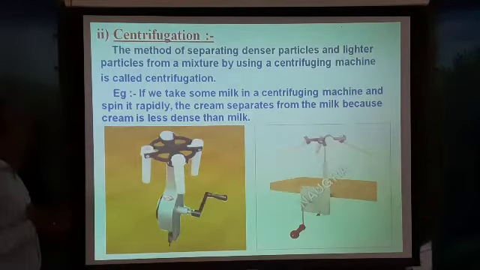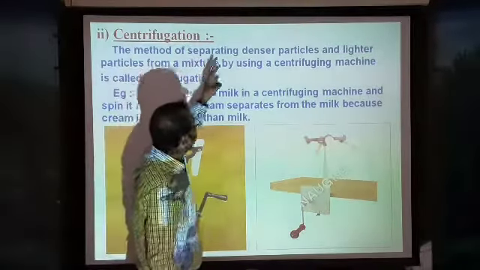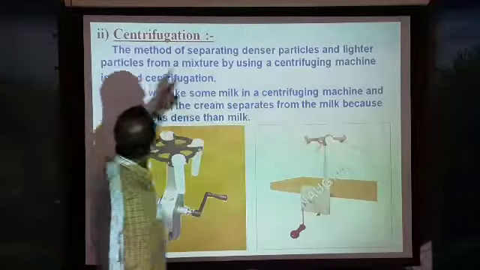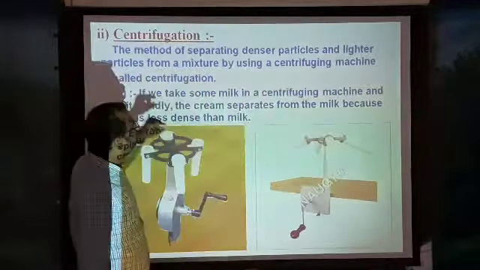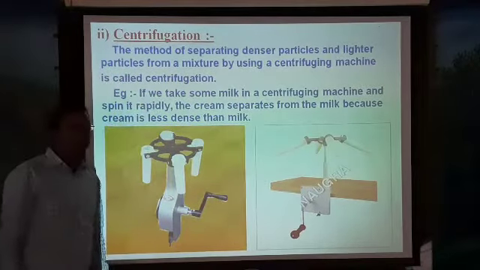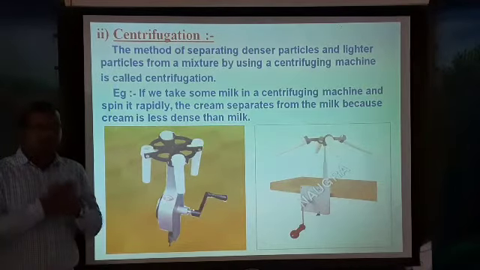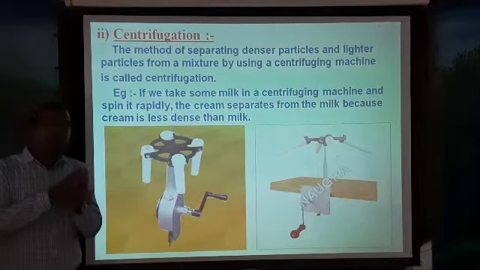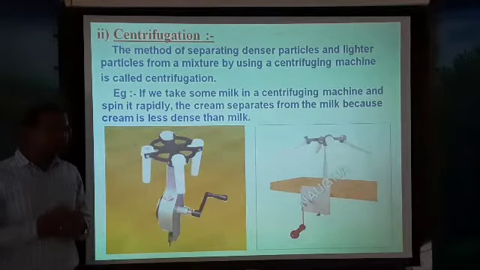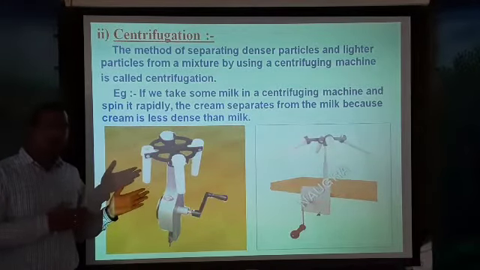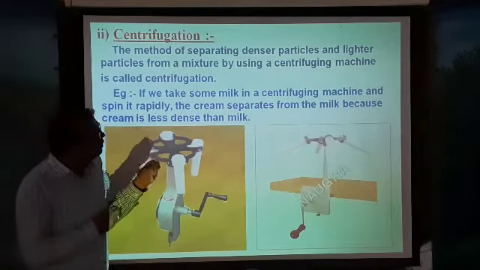The next method is centrifugation. What is centrifugation? The method of separating denser particles and lighter particles from a mixture by using a centrifuging machine is called centrifugation. Usually this method is used in the laboratory to separate many kinds of substances from the mixture, for example in lab testing. This method is called centrifugation.